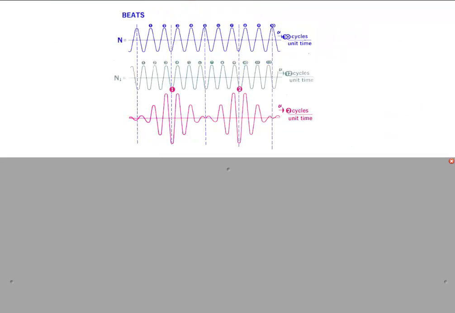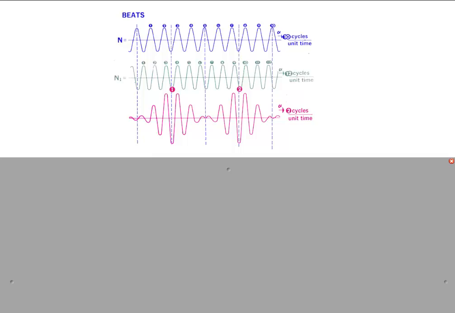So if we look at the top row, we have a frequency of N, and it's 10 cycles per unit of time. So we can say 10 hertz if our unit of time is seconds. The green one is a second frequency higher. It is 12 cycles per second, or if we say cycles are hertz, then it's 12 hertz.